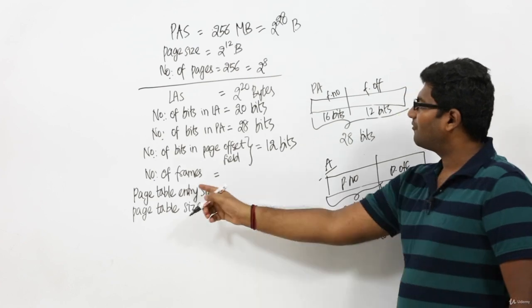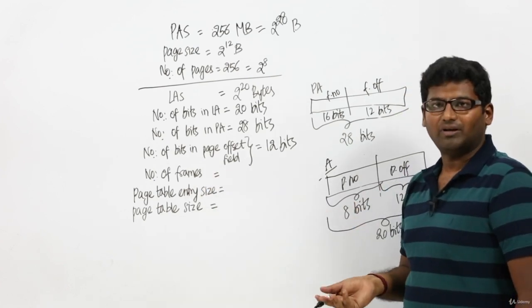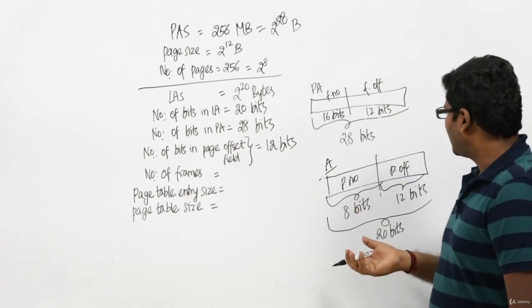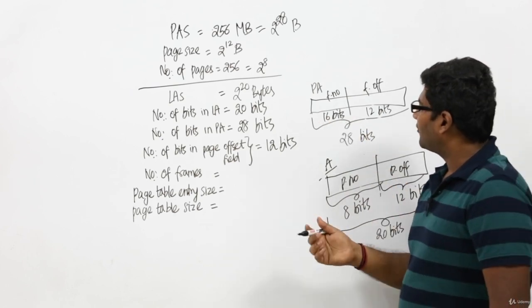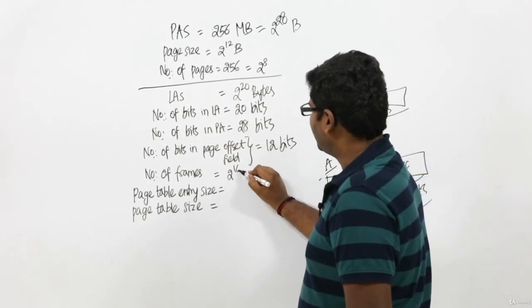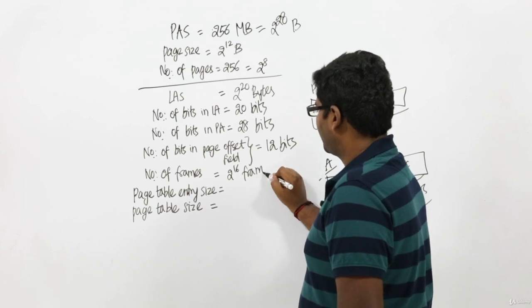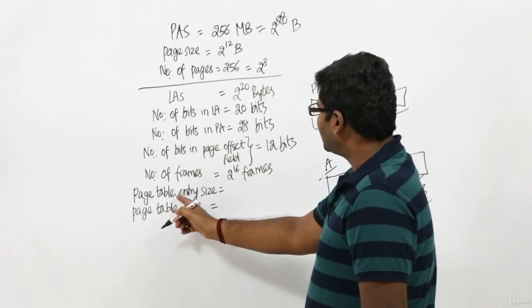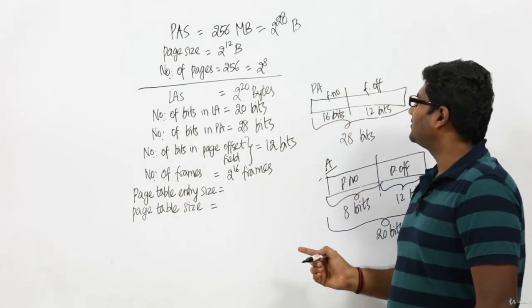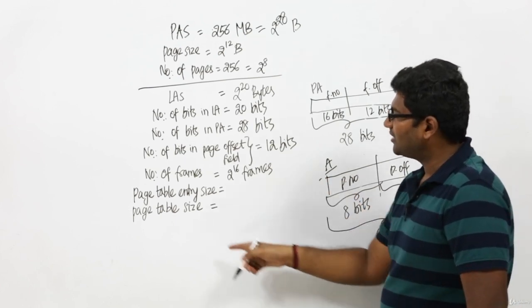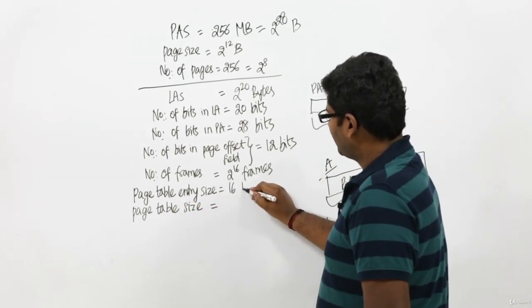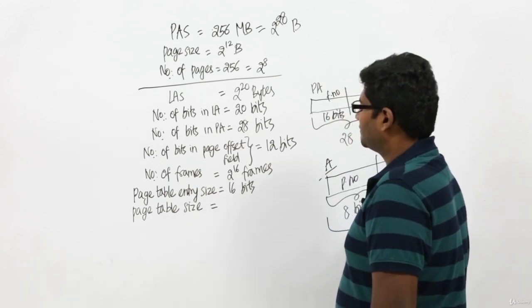Now what is the number of frames? Number of frames really depends on frame number field, right? Here frame number field has 16 bits, and so the number of frames is nothing but 2 power 16 frames. Now what is the page table entry size? That really depends on frame number field. Frame number field has 16 bits, and so page table entry size is nothing but 16 bits.